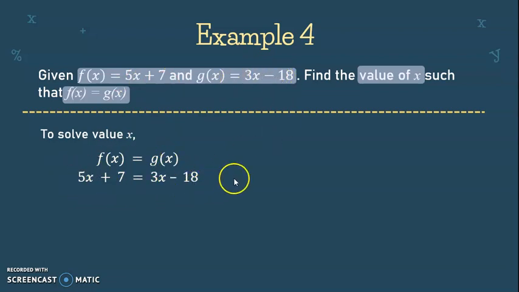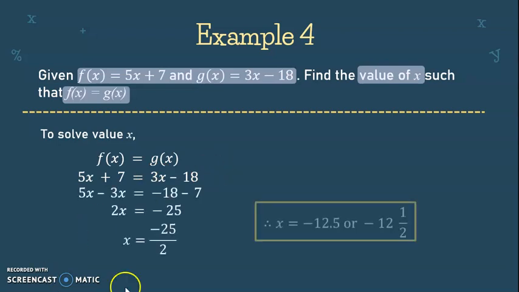Once you get this equation, what you need to do is solve the value of x. So once you solve it, you'll get your answer as x is equal to negative 12.5, or negative 12 and 1 over 2.